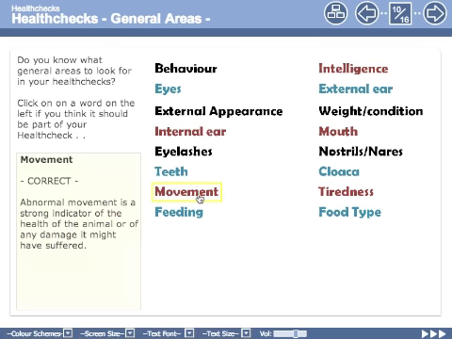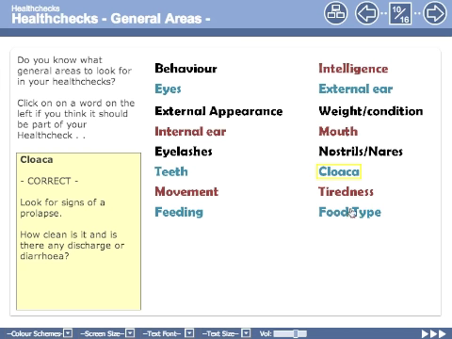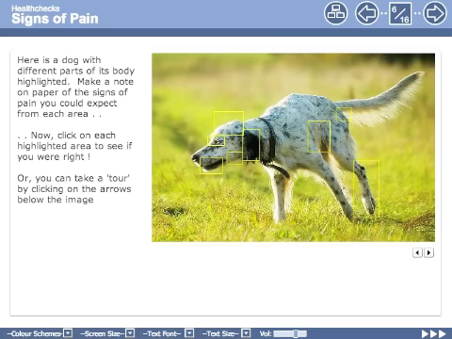So you see, each particular term or area of the health check has a yes, that's correct, no, that's not correct. So this is a different way of using a hotspot image as a very simple, interactive and immediate quiz. Then the third example I have is slightly more complicated. It gets the learner to try to understand signs of pain in a dog.